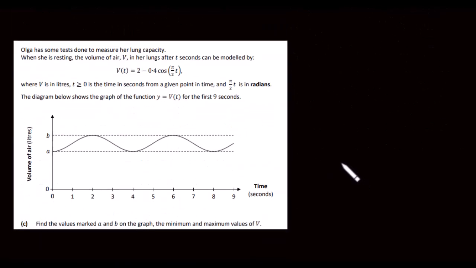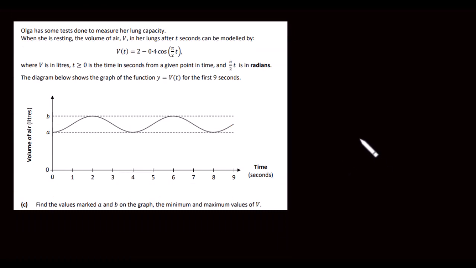Down here, let's see, we have Olga has done some measurements. She's measuring her lung capacity. When she is resting, the volume of air V in her lungs after t seconds can be modeled by V of t is equal to 2 minus 0.4 cos pi over 2 times t. V is in liters, so the volume is in liters. Time is measured in seconds, and it's always going to be positive or zero from a given point in time. Pi over 2t is measured in radians, so you've got to make sure that you change your calculator to radians.